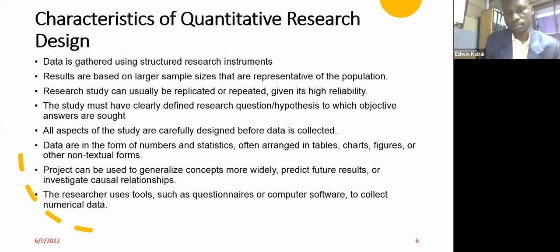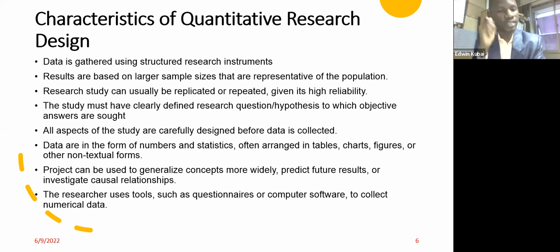You can repeat it or replicate it in a different way, because there is a high aspect of reliability that is allowed in a research study, because what you do becomes very important in terms of your research. Then the study must have clearly defined research questions or hypotheses to which objectives are sought.